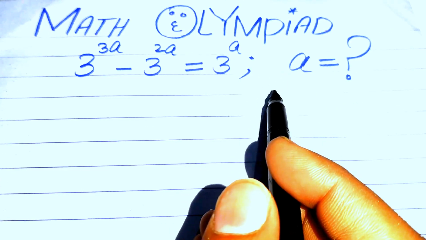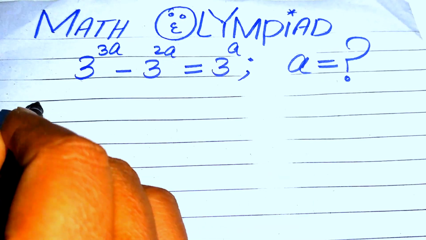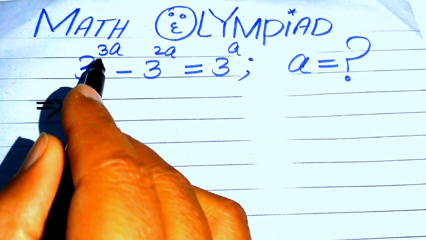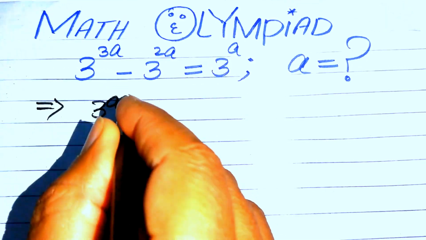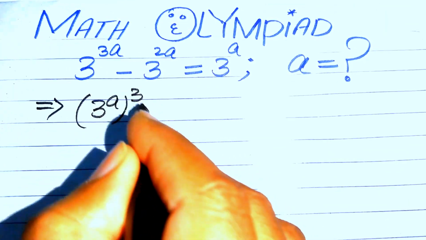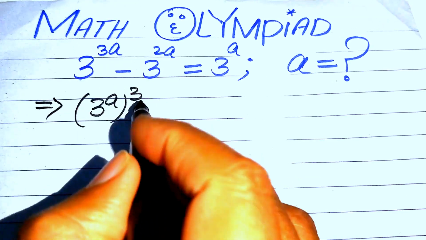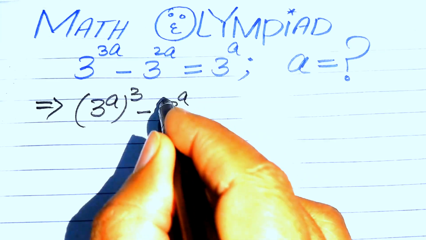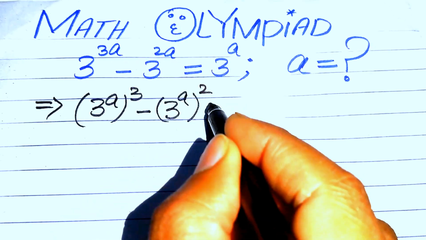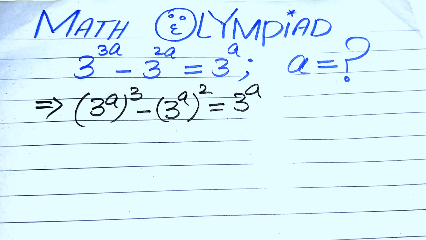So the very first step is to rewrite the equation. We can write 3 to the power of 3a as 3 to the power of a, whole cubed, because when we multiply these exponents we get 3a. Then 3 to the power of 2a we write as 3 to the power of a, whole squared, and this whole equation equals 3 to the power of a.